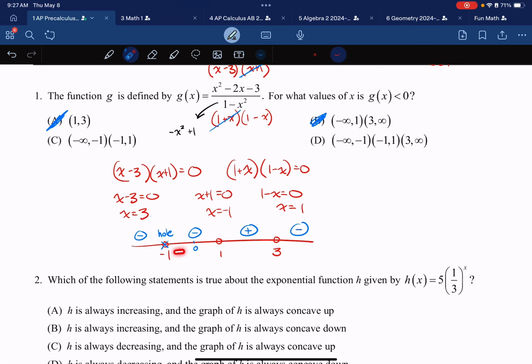And then I need now to say from negative 1 to 1, good. And then finally from 3 to infinity. This one is missing 3 to infinity, so therefore that's out. And the correct answer is D.